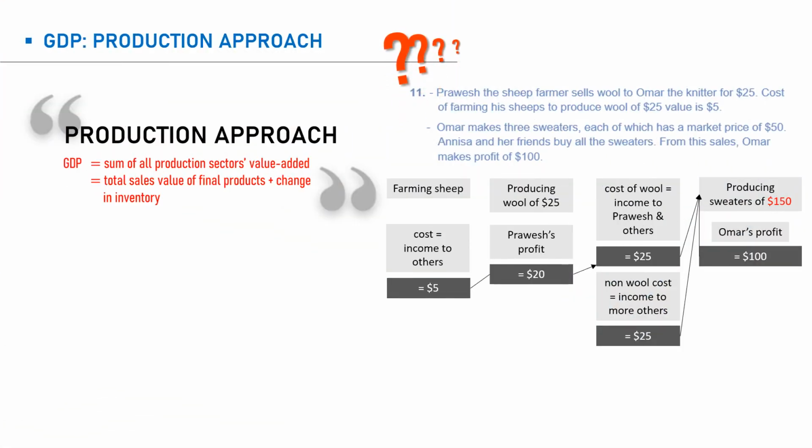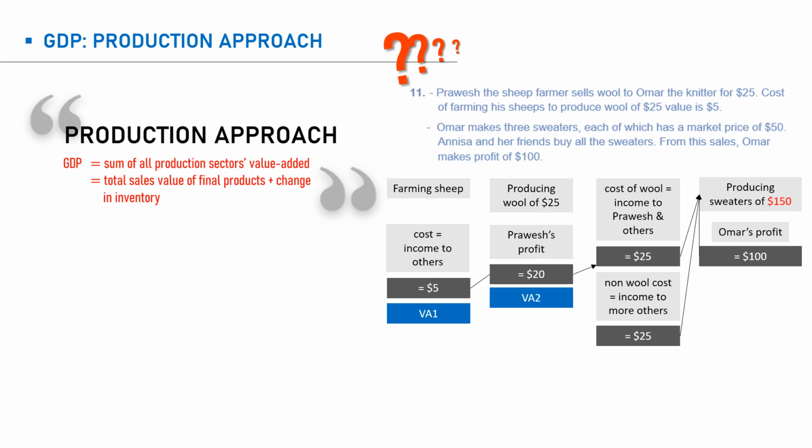Lastly, using the third way to find the GDP, that is the production approach. We can return to the same illustration of the production process here. From this production process, we know that the first value added goes to the people who were employed by Prawes. That's the first value added in the production process. Then from producing wool, there's also value added enjoyed by Prawes in the form of profit equal to $20. That's the second value added.